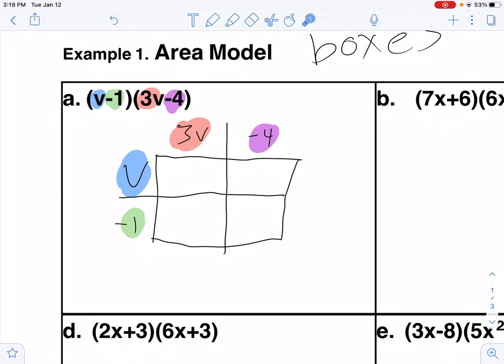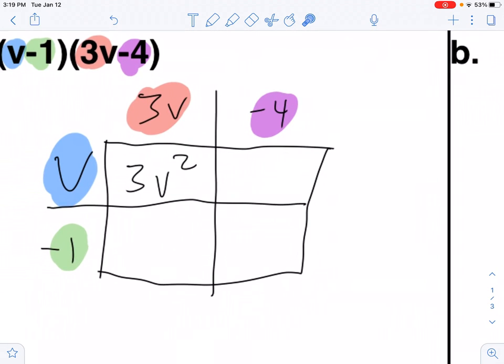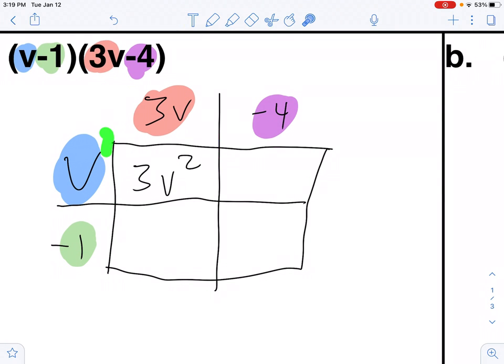So now what we're going to do is find what goes in each box by taking our outside term and multiplying it with the corresponding outside term. So for this one, I'm doing v times 3v, and that's going to be 3v to the 2nd power. Again, going back to our exponent rules, multiplying exponents up there. That's v to the 1st and v to the 1st. 1 plus 1 is 2. I have 1 times 3, which was 3. So I have 3v to the 2nd power.